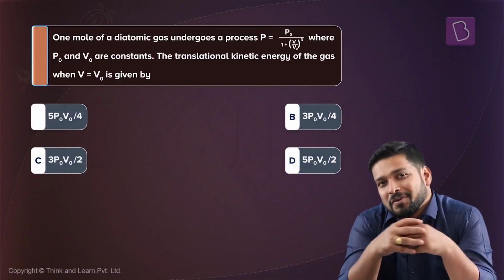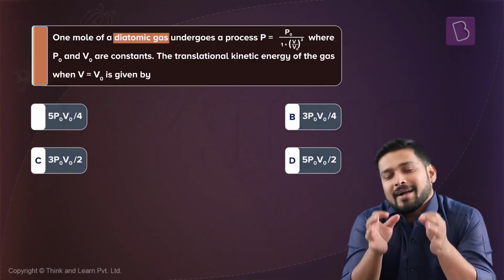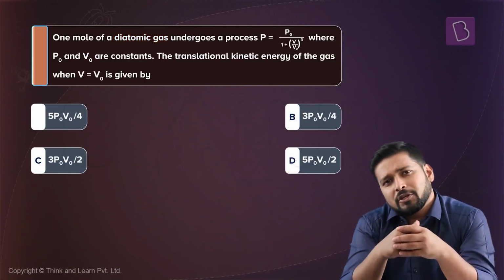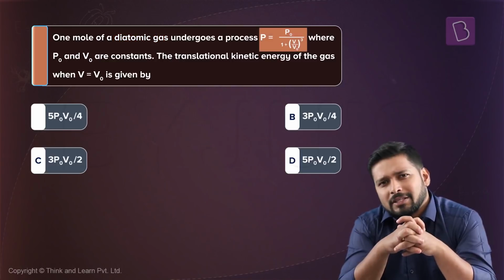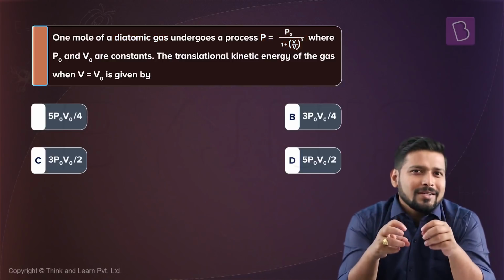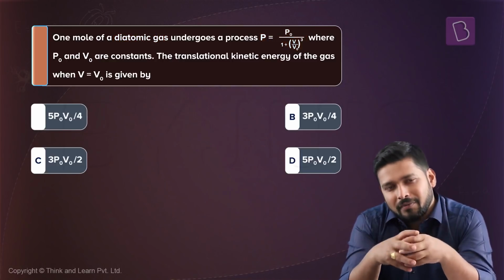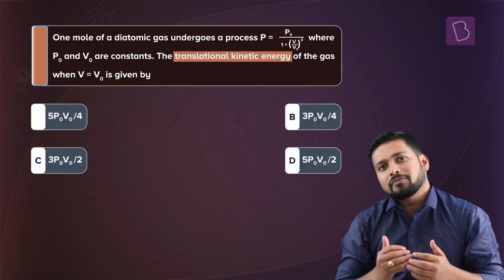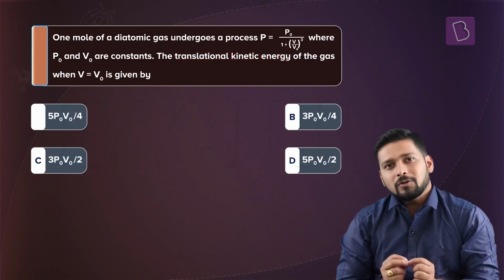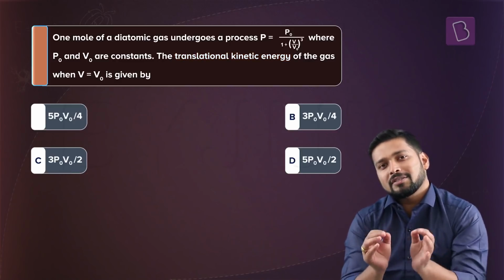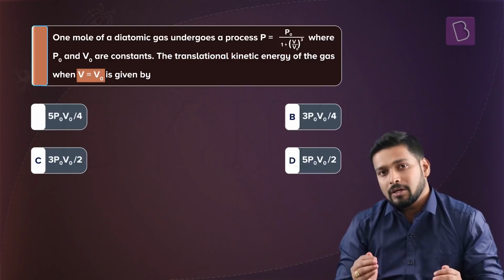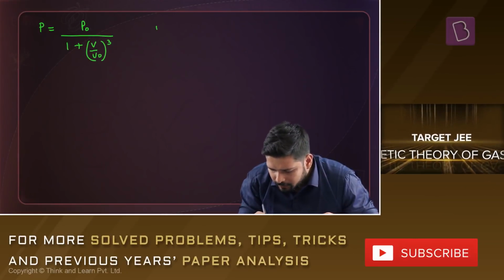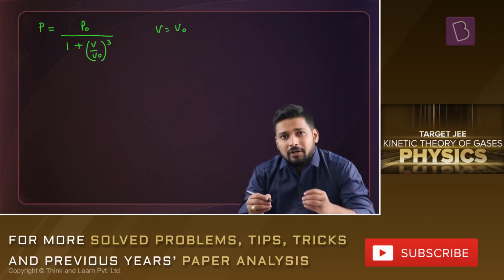So in this problem, we have a diatomic ideal gas, all right? And we have been given the expression of pressure. It's a weird kind of an expression, all right? And they're asking us to find the expression of average translational kinetic energy in the form of P naught and V naught. They have also told us what this value of average translational kinetic energy will be when V equals V naught, right?